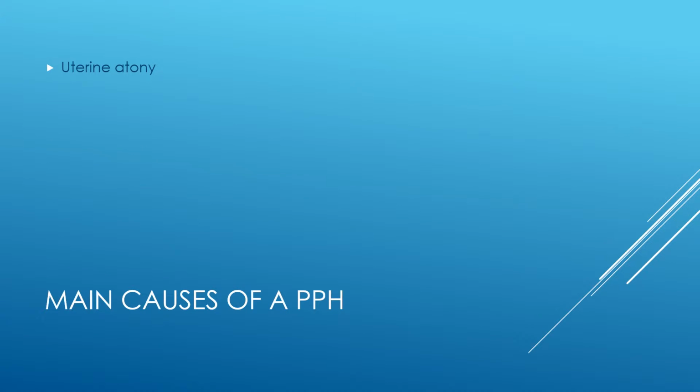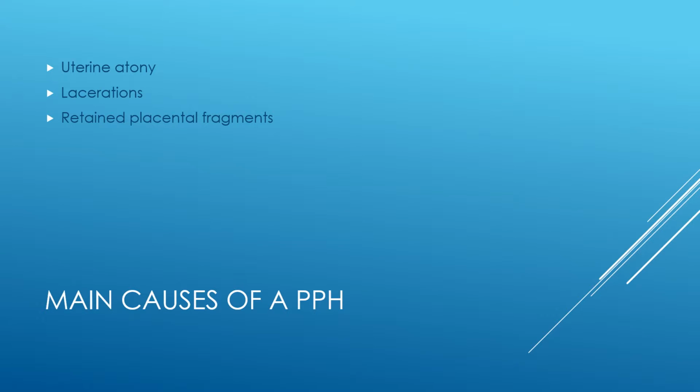Some of the main causes of a PPH are uterine atony. That makes up about 50% of all postpartum hemorrhages. And that's basically that the uterus just cannot contract back to its normal shape. Lacerations. Sometimes the provider can miss lacerations, and that can cause the bleed, where these vessels continue to bleed and cause the hemorrhage.